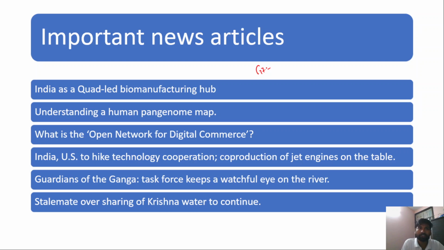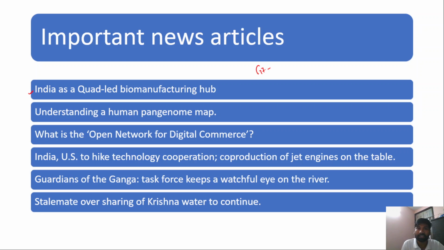In the same way, India as a Quad-led biomanufacturing hub. India has the necessary infrastructure and skills also. Therefore, all the Quad countries can lend support to India to make India a Quad-led biomanufacturing hub in the world.